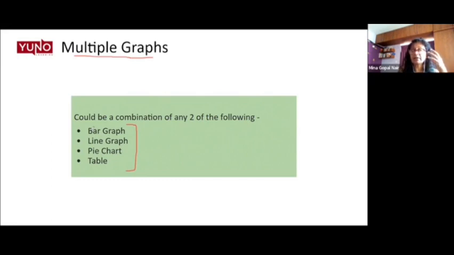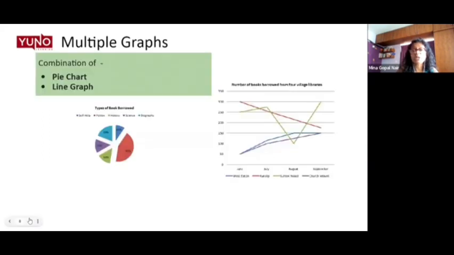These are diagrams which depict information, which depict data, but in a pictorial way. So these three would be pictorial. A table would still be numbers or figures. So this is what a multiple graph is all about. Just to give you an example of what multiple graphs could look like, a question would look like this.